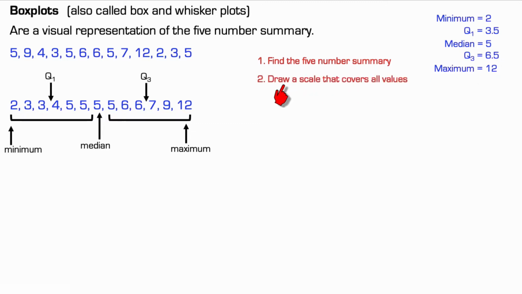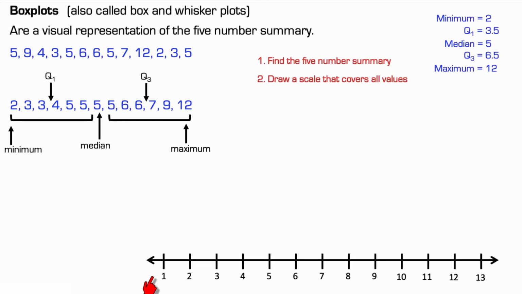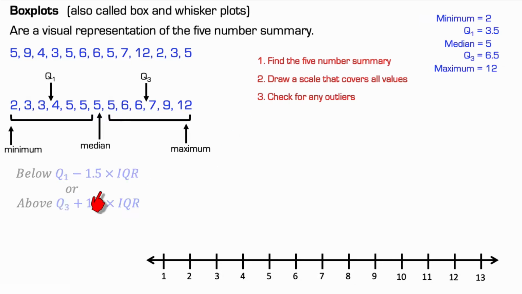Step 2, I'm going to draw a scale, just a number line that covers all those values, from 1 up to 13. So it easily covers my 2 up to my 12. I'm going to check for any outliers, and we've done a previous video on how you actually calculate an outlier. Once I've got my Q1 and my IQR, now remember my IQR is just the difference between Q3 and Q1. So in this case, 6.5 minus 3.5, it's an IQR of 3. Like I said, we've got a previous video if you need to check on outliers.